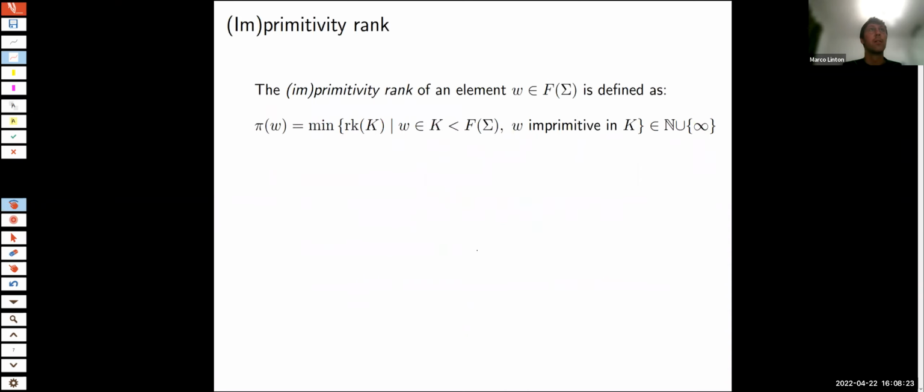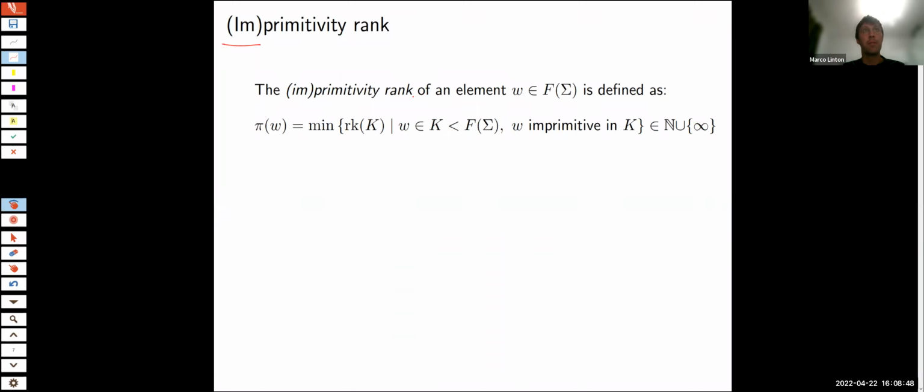So first we need to define what the primitivity or imprimitivity rank of an element of a free group is. I put this in brackets because I think some authors use imprimitivity rank or primitivity rank to mean the same thing. So if you like to think of it as imprimitivity rank, then I will be talking about the same thing.